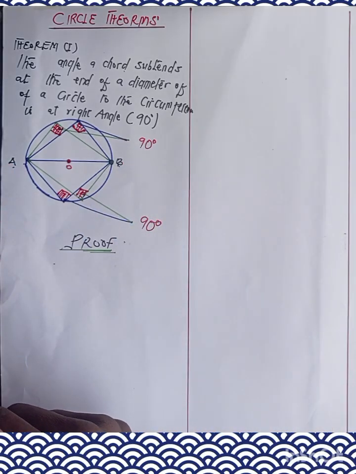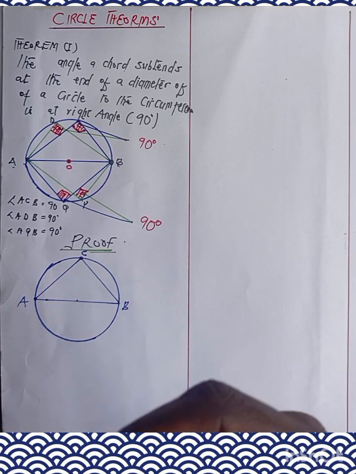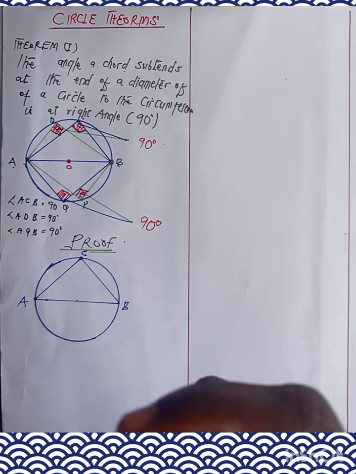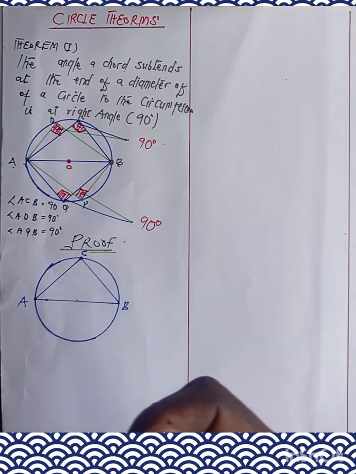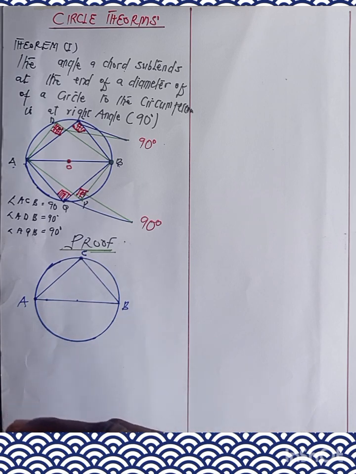Okay, let's look at the proof. So this is the diagram. Let's try to see if we can prove it. With the proof, you can use the intuitive approach by using the compass and then your ruler to prove it. You can also use the geometrical approach, and that is what we are going to look at now.